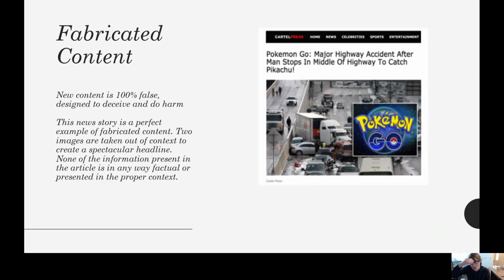Now we have what's the most malicious, which is fabricated content. There's new content, which is 100% false, designed to deceive and do harm. So in this example, they grabbed a stock image of a highway accident and the logo of Pokemon Go, and then put together this absurd headline, Pokemon Go, major highway accident after man stops in the middle of highway to catch Pikachu. There's nothing factual whatsoever in this article. This is completely fabricated. The image, the text, everything, it is just designed to generate clicks.